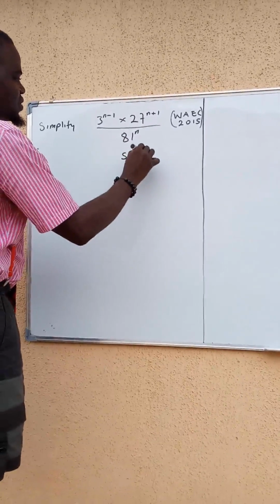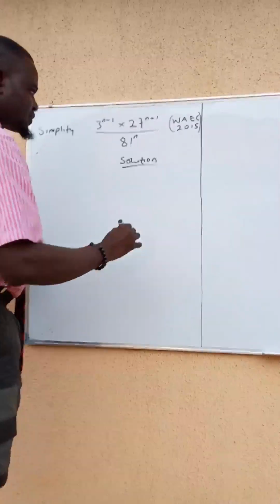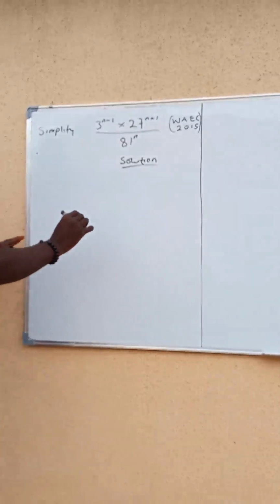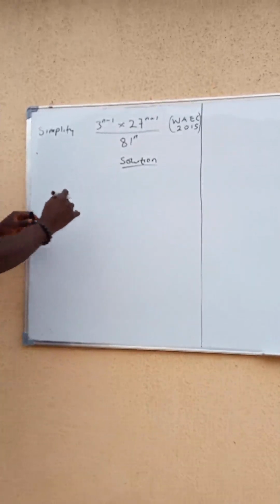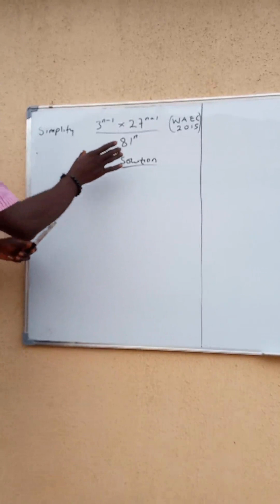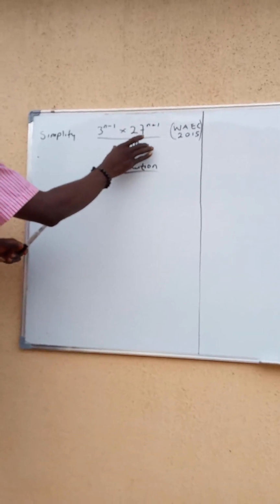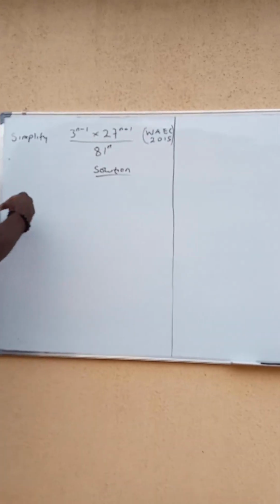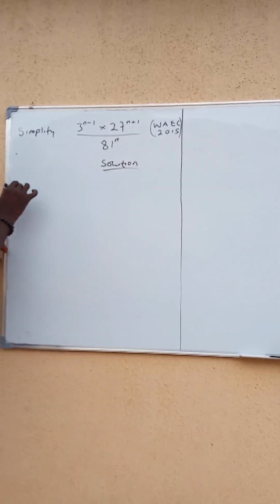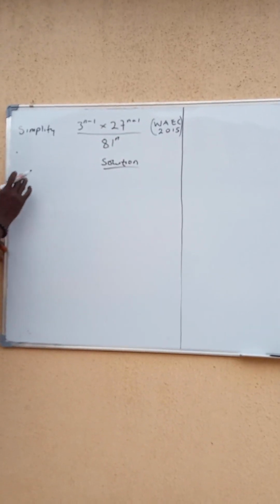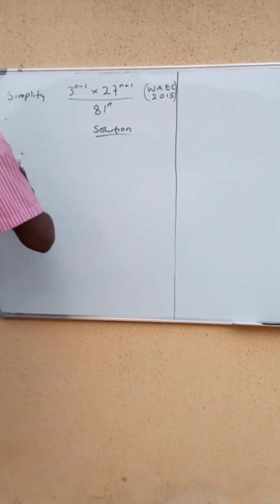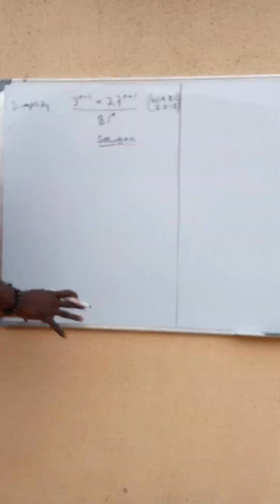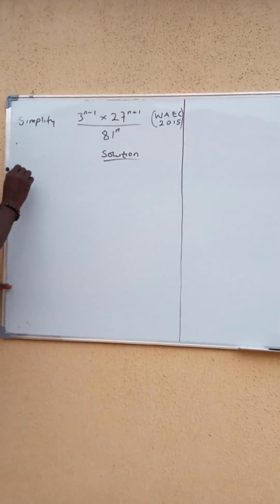The first thing to do is to write solution. After the solution, make sure that you understand what you are doing. Now I've seen that this question is on indices. So I have to write it like this. Since they say simplify, I have to write it on the side of my paper so that I can analyze it on the other side. Now look at it.